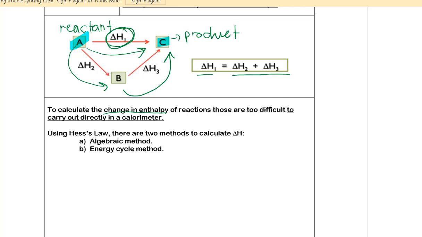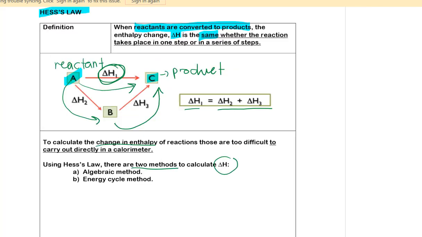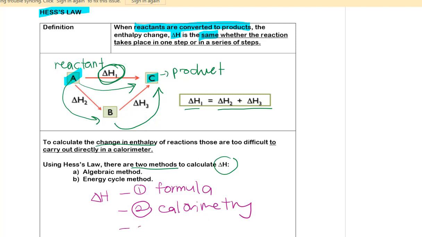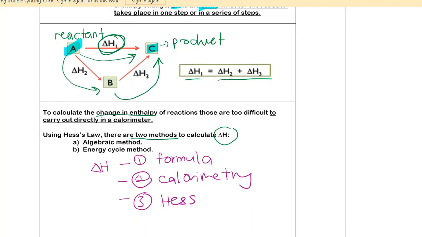Using Hess's law, there are two methods to calculate delta H. We will look at the algebraic method first. Basically, Hess's law is the third method to calculate delta H, the heat of reaction. The first method is we use a formula. The second method is through a calorimeter. It's a device. The third method is we use Hess's law.